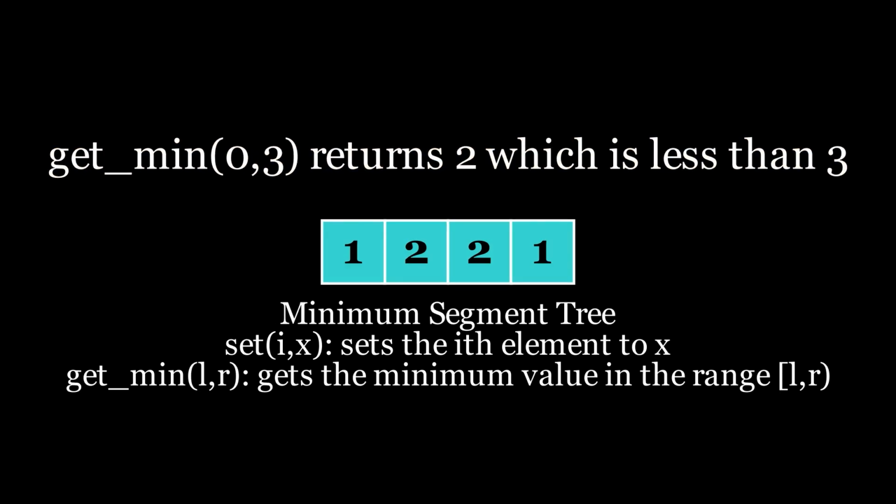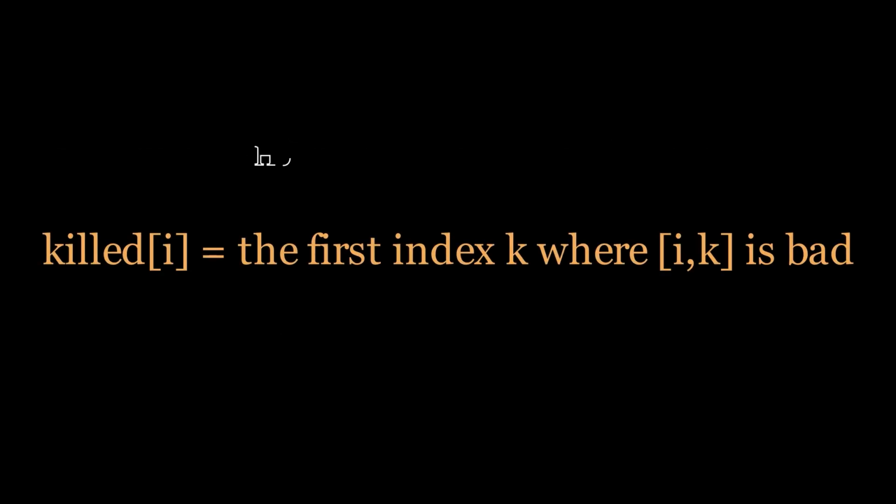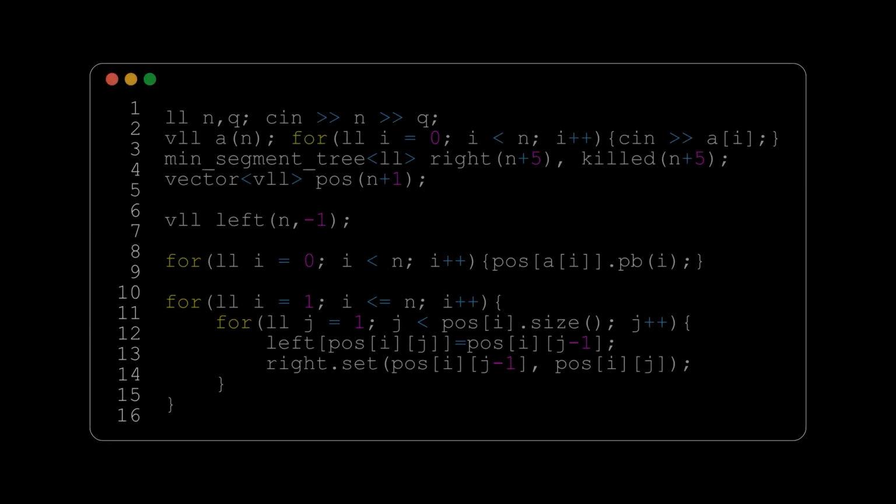We can do a sweep line approach. We can query each range left to right. Once we get an index, we can delete it from the segment tree. For example, once we get to the second 2, we can remove it from the segment tree. This way we won't have any problems. Let's define killed_i as the first index k, such that the subarray i to k is bad. Now how do we answer these queries?